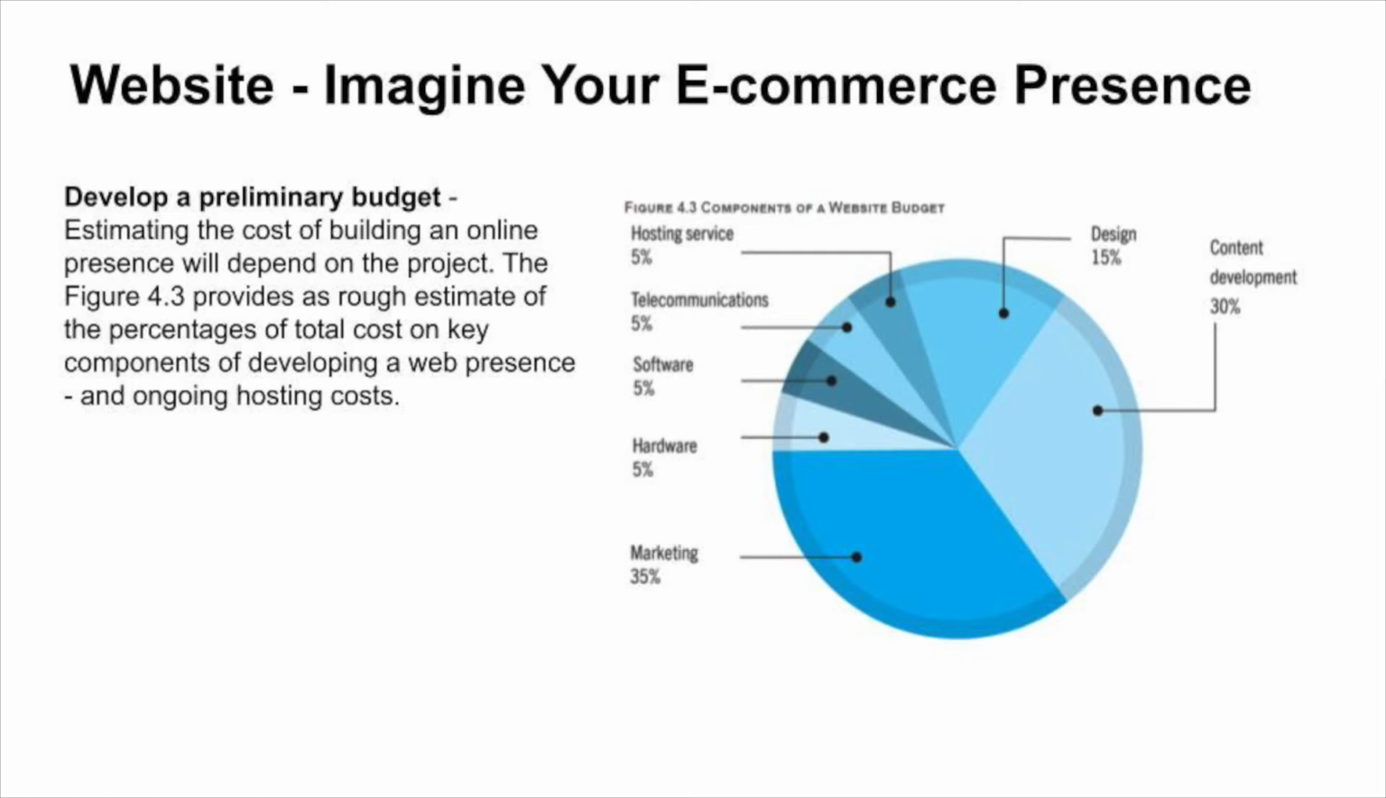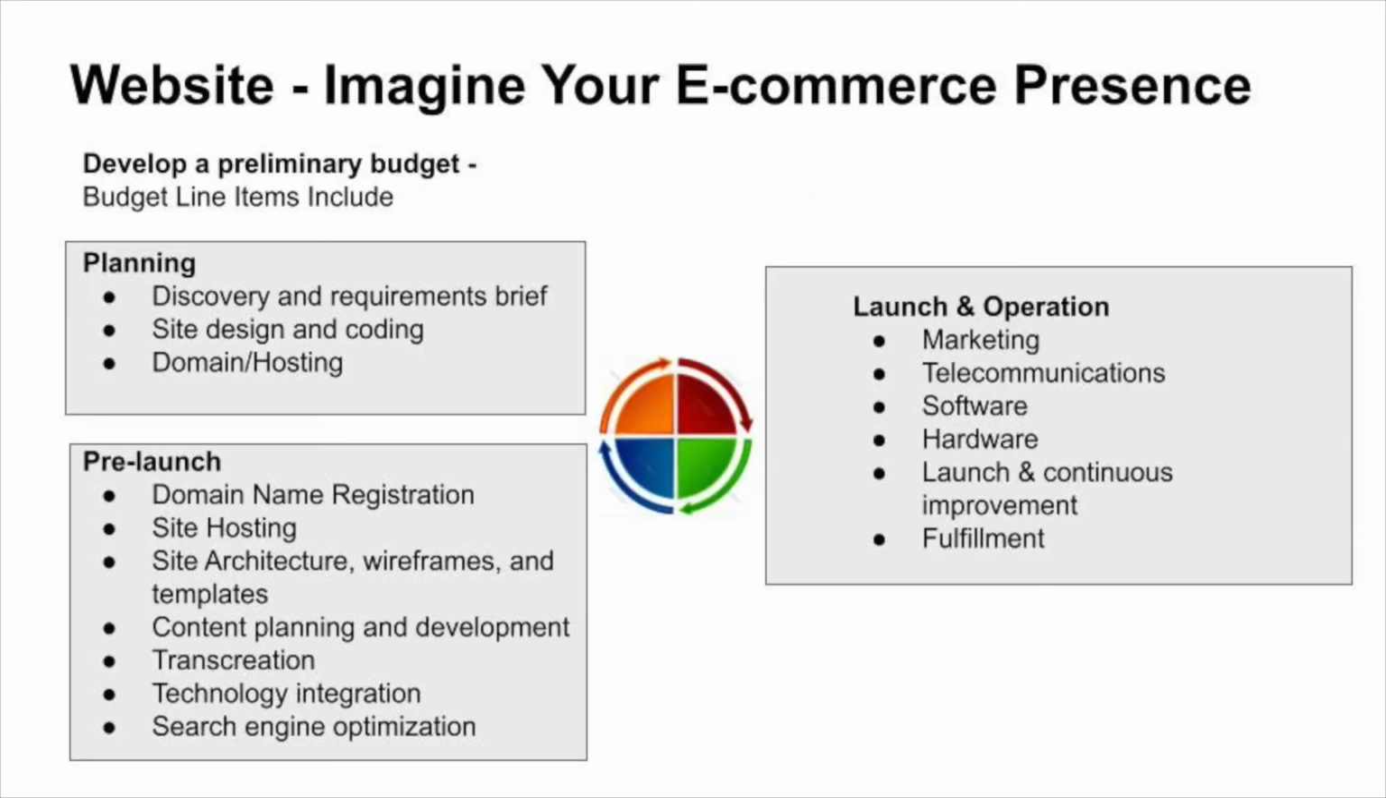Here I've got this components of a website budget figure that shows you the various proportions that you should consider. Some of these costs are one-offs, others are ongoing, but you can imagine that you're going to have to spend money into the future in order to keep your website up to date. So in order to start this process, we have to discover the requirements, consider site design and coding, and consider domain hosting. Where are we getting all that?